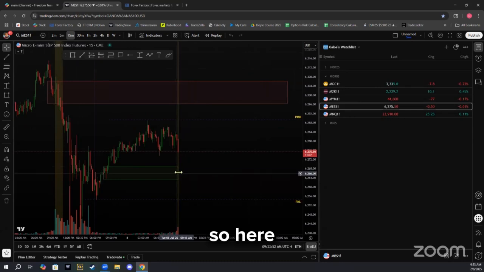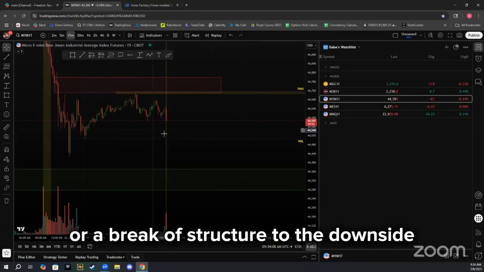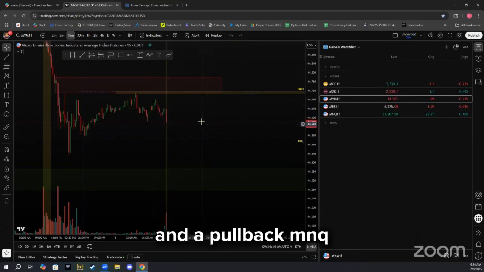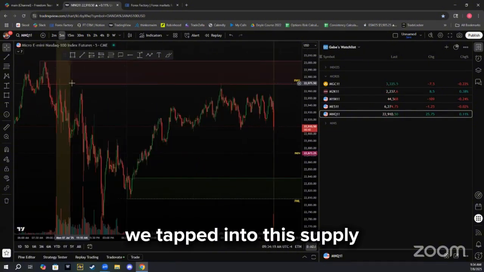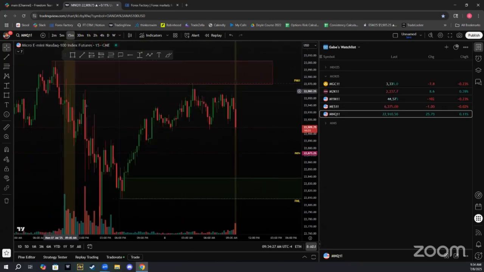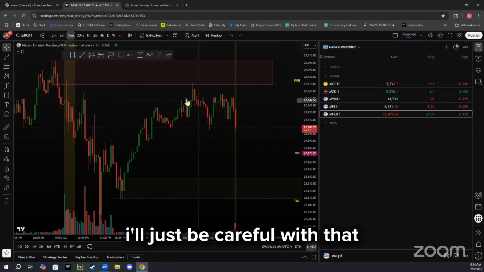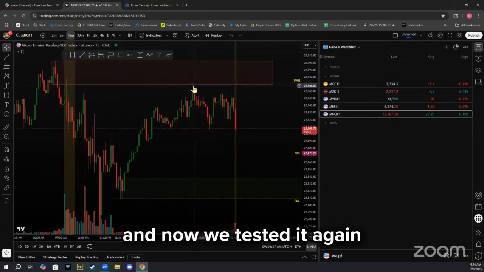All right, so here, we're waiting for either a demand bounce, right? Or a breaker structure to the downside and a pullback. MNQ, yep, this is it here. We tapped into this supply. I think this was a 15-minute. Yeah, and even that, this supply was tested twice. I'll just be careful with that. You see it was tested here once yesterday, and now we tested it again.